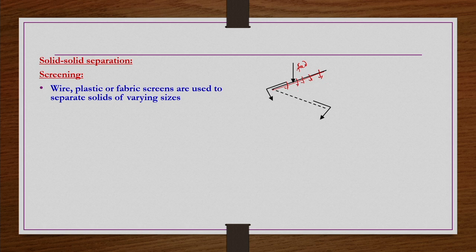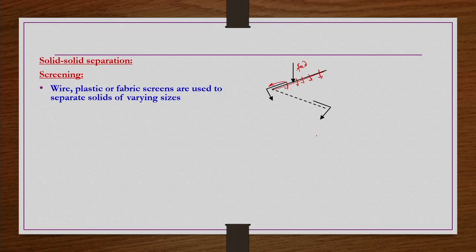The material which is not able to pass through, or which has size bigger than the opening of this mesh, will move downwards like this. The next screen has an opening which is smaller than the previous screen above it. Like that, n number of screens are arranged, and based on the different sizes you can have different fractions. You can arrange them as stacks in a vertical manner, and different possibilities are there.